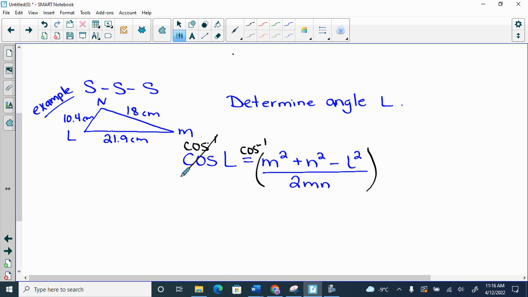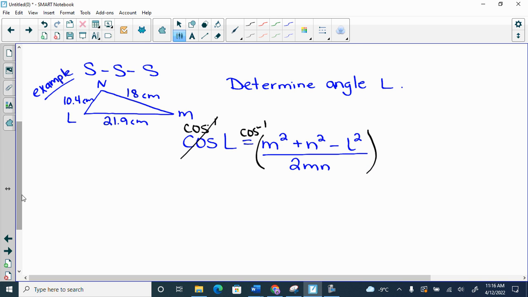So let's label the triangle. I have the angles labeled. I can label the sides now because they just are across from it, right? So if this is angle M, this is side M. If this is angle N, this is side N. If this is angle L, this is side L. And then we can just fill it in. So we get L, capital L equals cosine inverse.